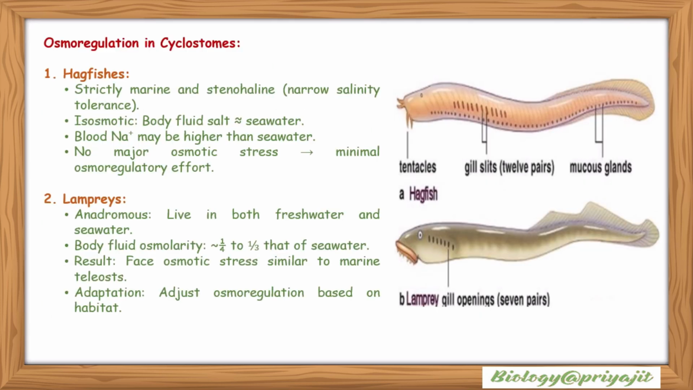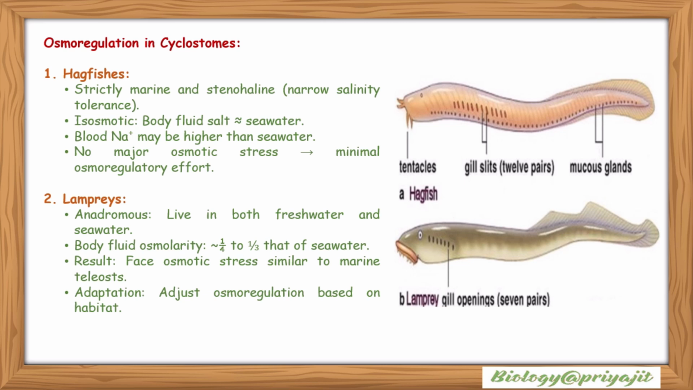Cyclostomes basically represent an early evolutionary stage in vertebrates. By studying the process of osmoregulation in cyclostomes, we can trace how more advanced fishes, teleosts or elasmobranchs, evolved more efficient osmoregulatory systems. Cyclostomes, who are basically jawless vertebrates, belong to the superclass Agnatha, which is considered a part of the fishes in a broad zoological context.